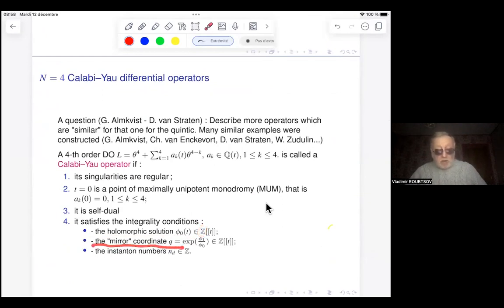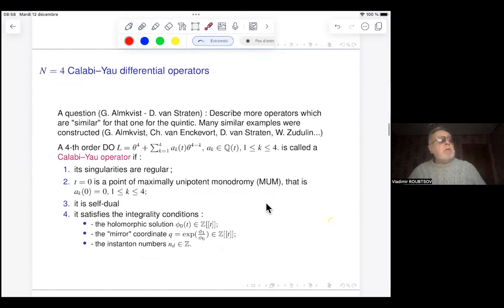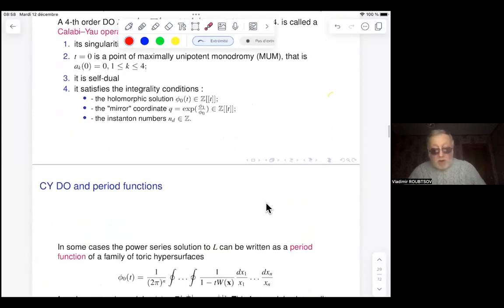The corresponding mirror coordinate, which is, as I explained from the construction of Candelas and company, and Yau and collaborators, the exponential of the ratio phi sub 1 over phi sub 0 is also integer. And it gives the series of integer coefficients when you go for Lambert decomposition of Yukawa coupling. So if we have all this stuff, we will speak about Calabi-Yau differential operators for n equal to 4. Now, my question, why it is interesting?